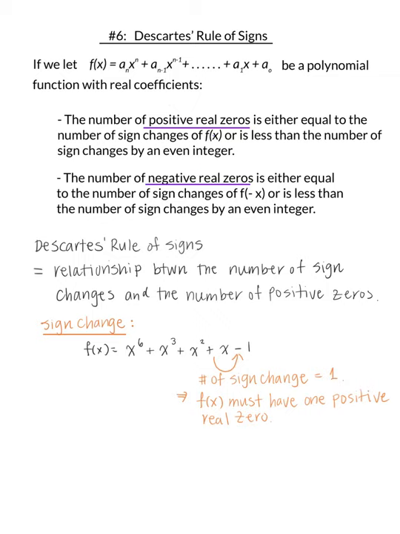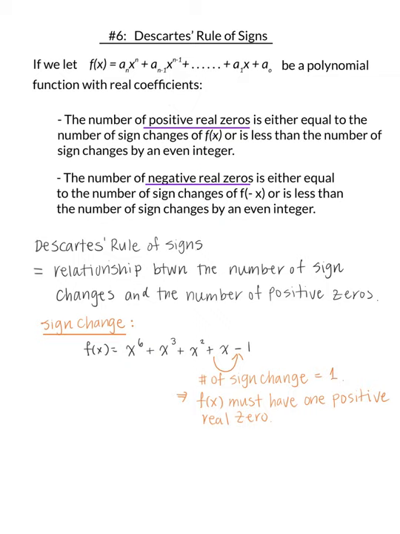Now, what about the number of negative real zeros? Well, we're going to have to apply rule number 2. The number of negative real zeros is either equal to the number of sign changes of f of negative x, or is less than the number of sign changes by an even integer.